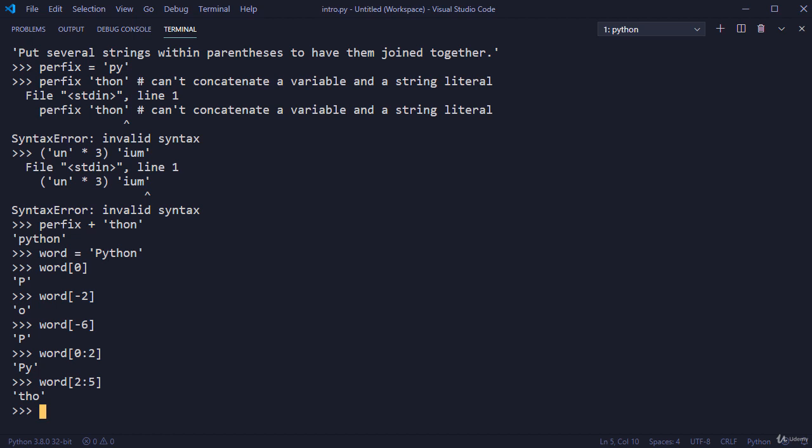which is Y. The other example is to get the characters from index 2 to index 5. Also, by applying the rule, the character with index 5 is not included. Therefore, the result is the characters THO. And also note that the starting point is always included and the end is always excluded.